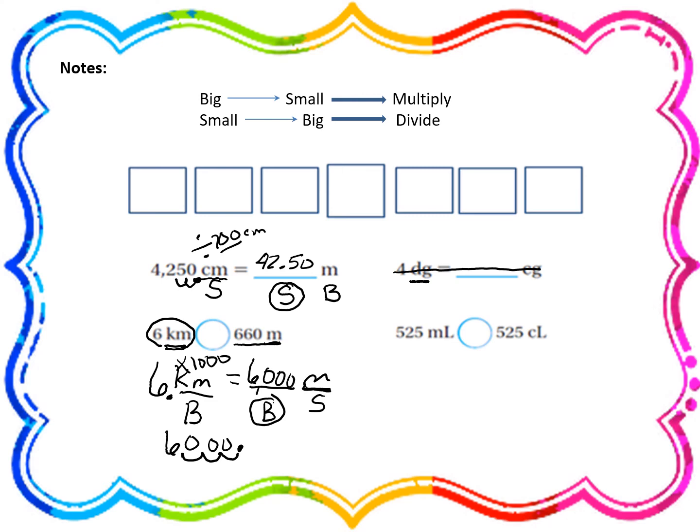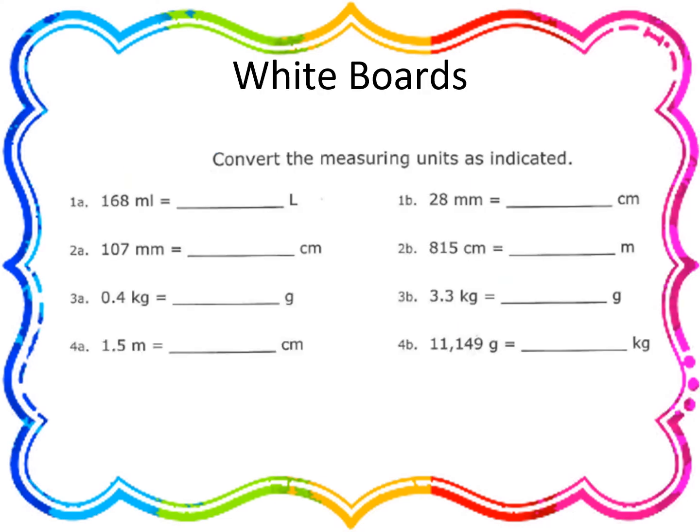Okay? We don't do centiliters, so we're not going to do this problem either. Those are the two methods for finding equal conversions, equal units, and comparing. In this problem, 6,000 is smaller than 660. I changed this to 6,000 meters. Okay? So let's do some practice here.